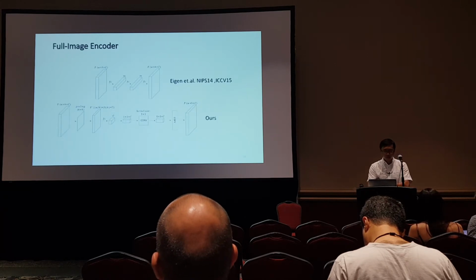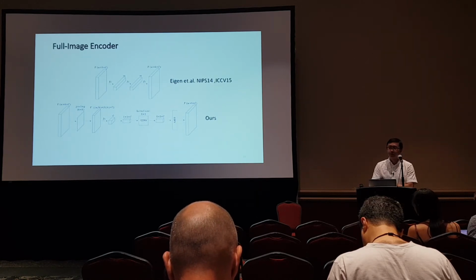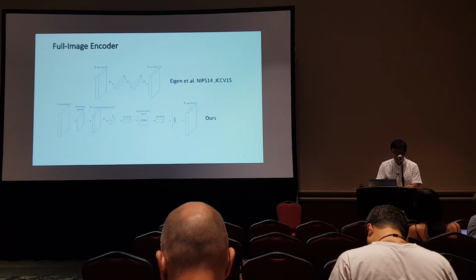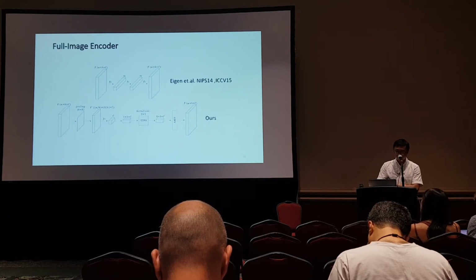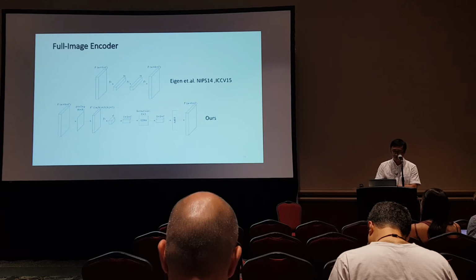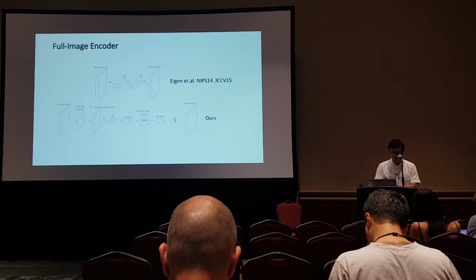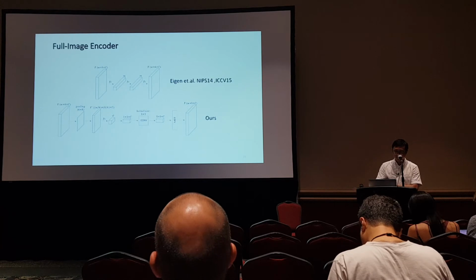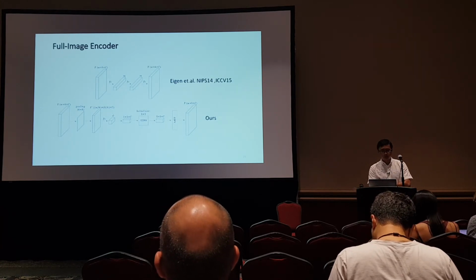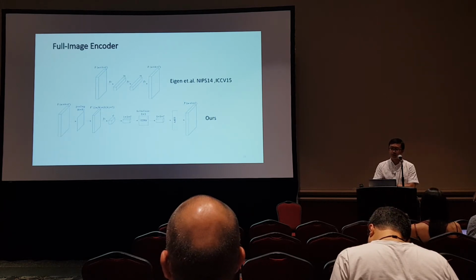For the full-image encoder, previous works usually apply fully connected networks to directly transform the feature map from VGG or ResNet to a final feature map. We found this is very inefficient, and it also uses a lot of parameters. So we propose a more efficient way to do this. First we do a pooling over the input feature map by stride k, and then we use a smaller fully connected network to transform this to a fixed length vector.